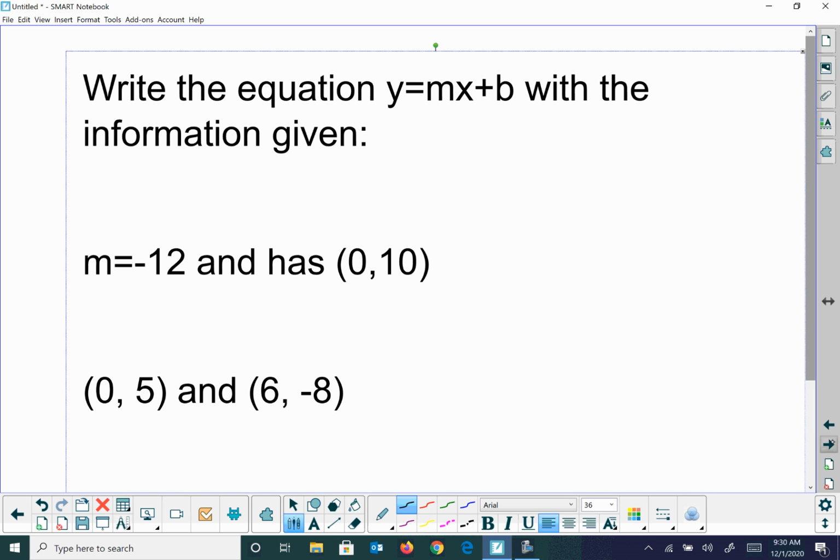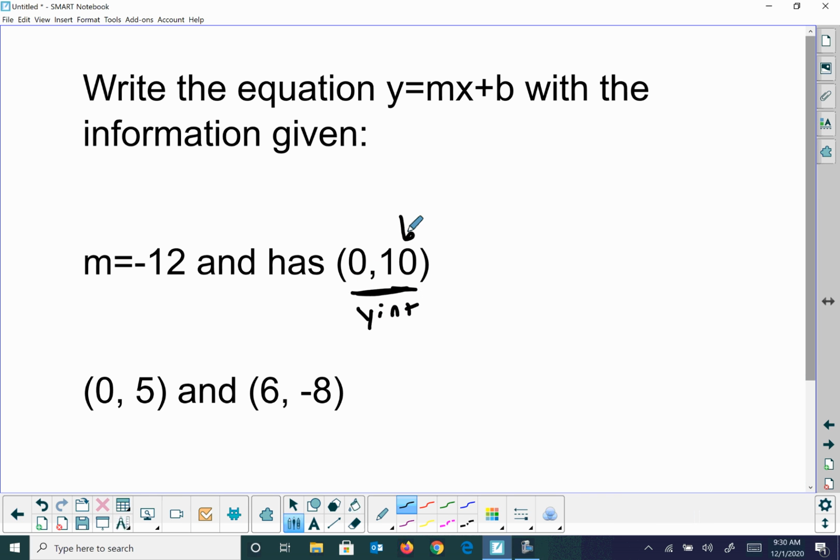All right, write the equation with the given information. Okay, so this right here, because I have 0, 10, that's the y-intercept. So this is my b value. So I can just plug it directly into my equation. I have m and b both given. And there it is.